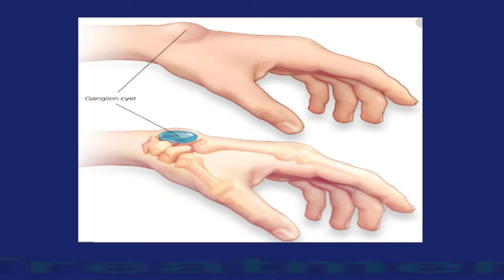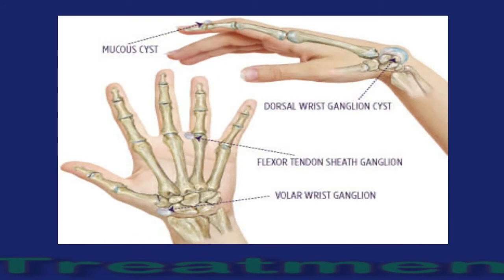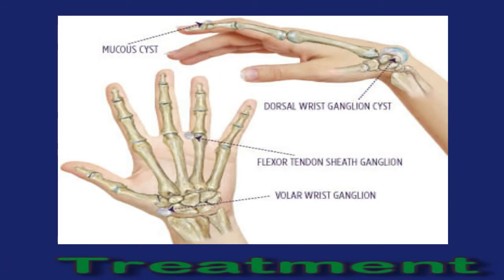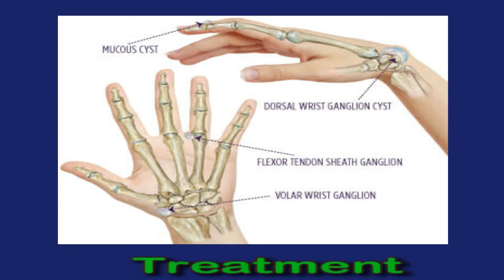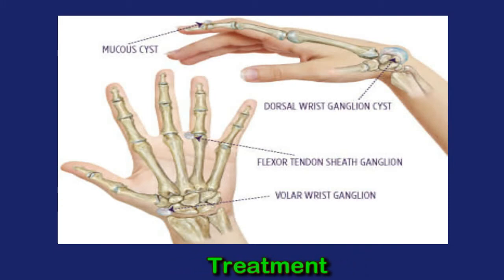Treatment. Ganglion cysts do not typically require treatment. However, if the cyst is causing pain, a person can receive the following types of treatment. Immobilization. Activity can cause the cyst to increase in size, putting more pressure on the nerves. A wrist brace may help relieve the symptoms.